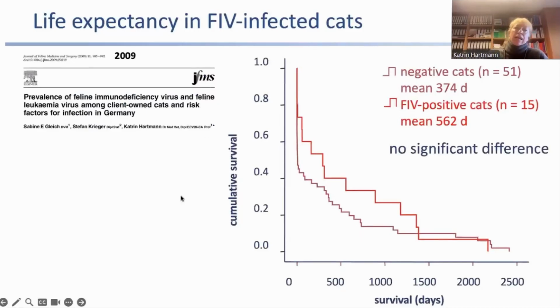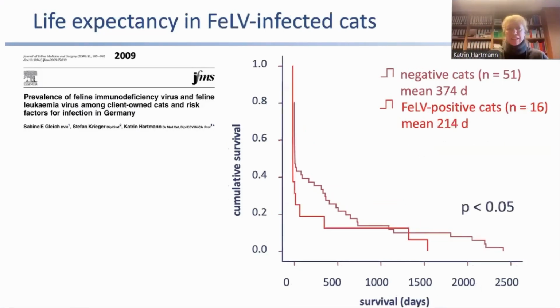In 2009, we did a study in which we looked at the survival time of cats with FIV, FeLV, and negative cats. Here we compare FIV positive and negative cats, and it looks like FIV positive cats even survive longer. This was not significant, but there is no difference. They have the same life expectancy as non-infected cats.